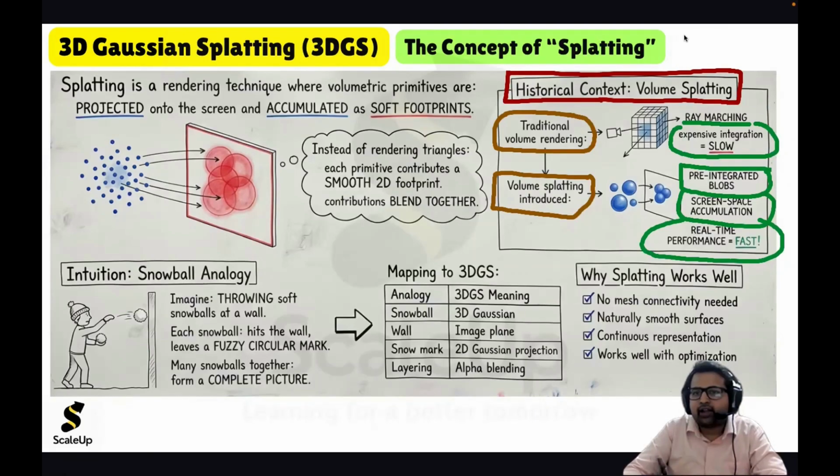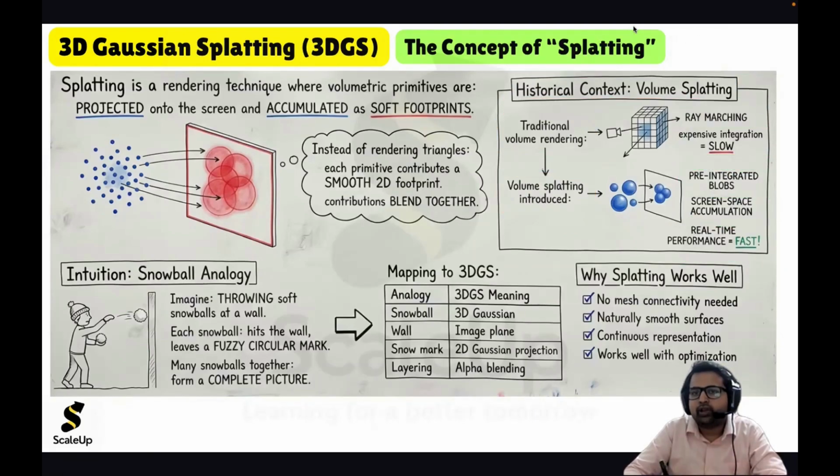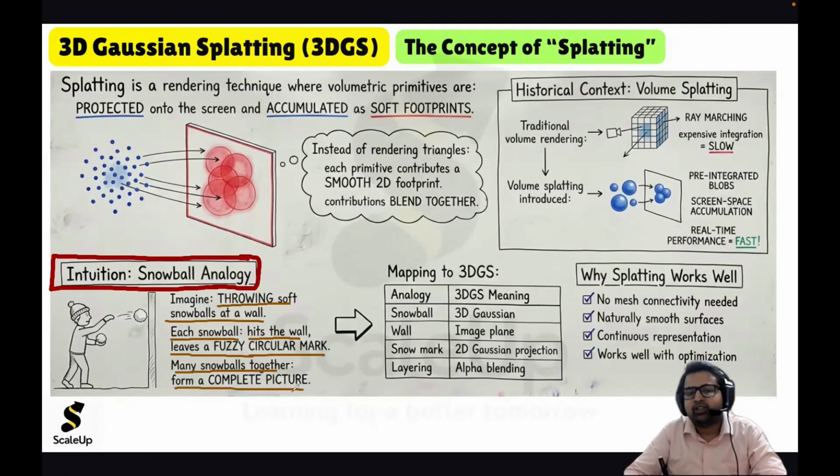So in order to understand splatting with a real life analogy, we can look into the snowball analogy. The idea is that you imagine that you are throwing soft snowballs at a wall. Each snowball will hit the wall and leave a fuzzy circular mark. Many snowballs together form a complete picture, and that is what splatting is.